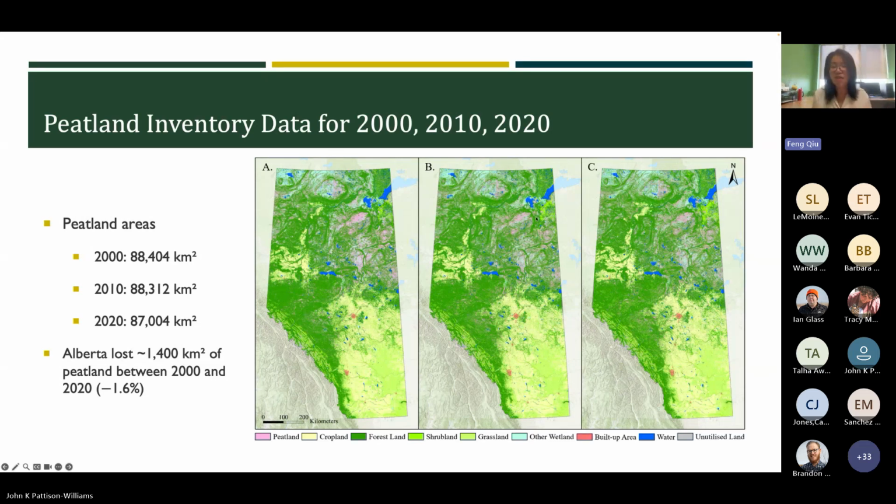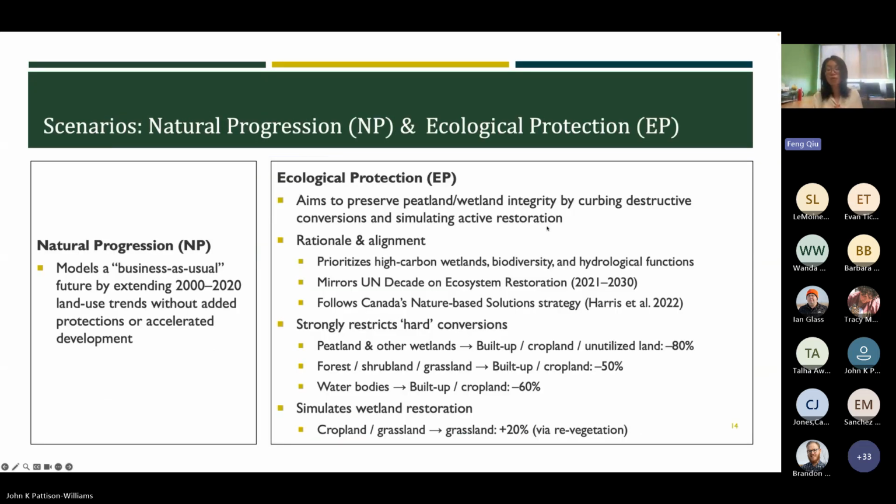Next, let's take a look at scenarios. Before we look closer at the forecasted future change under the different scenarios, it's better to talk about the scenarios themselves first. We have 3 different scenarios: business as usual, or natural progression, which basically means we follow the trend. Land use change or land cover change will mimic the historical one.